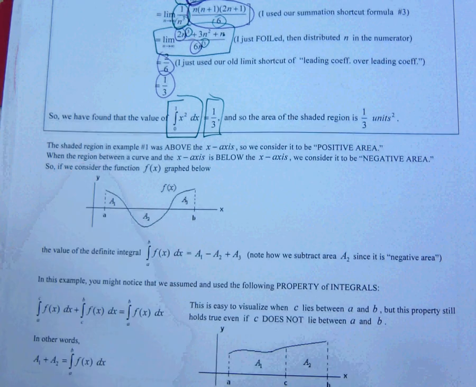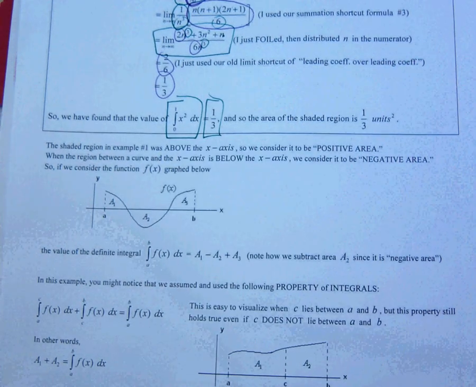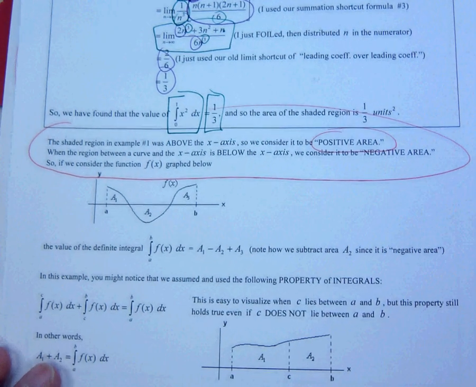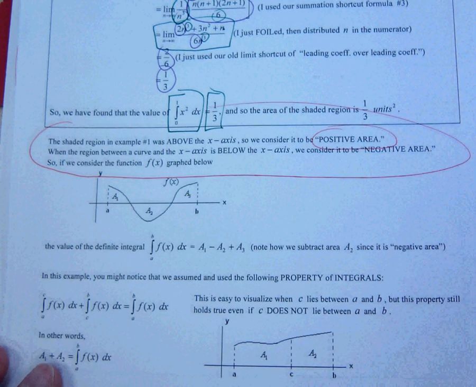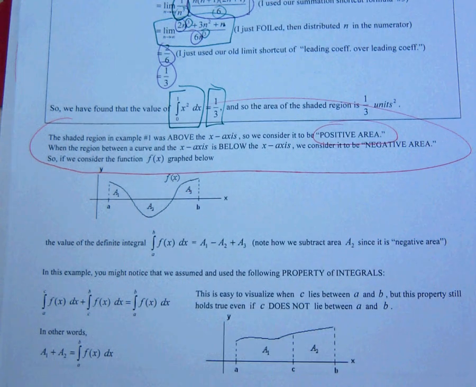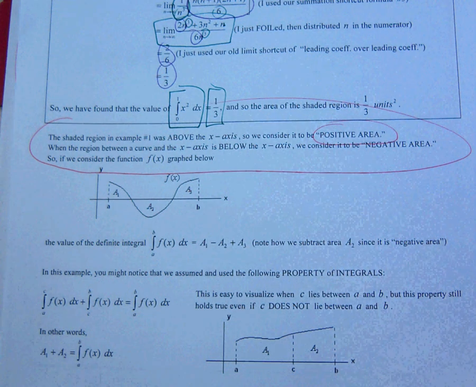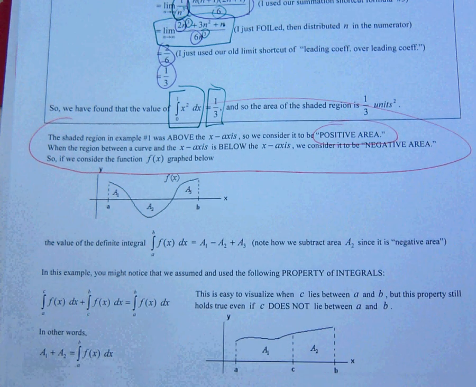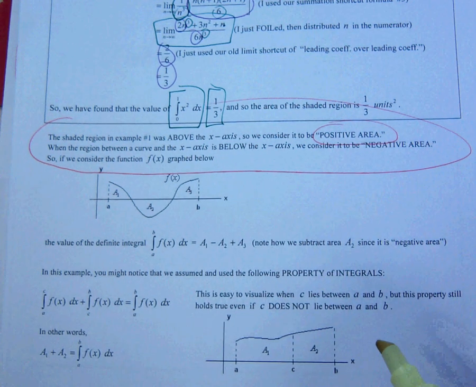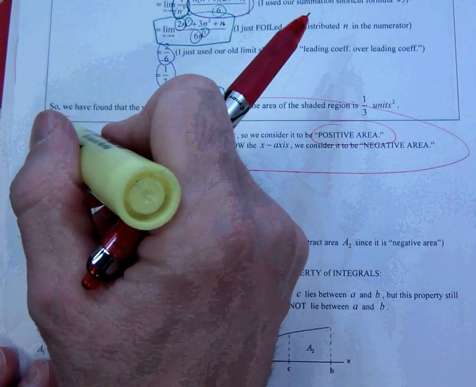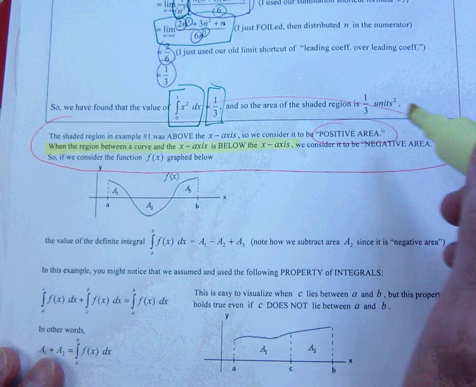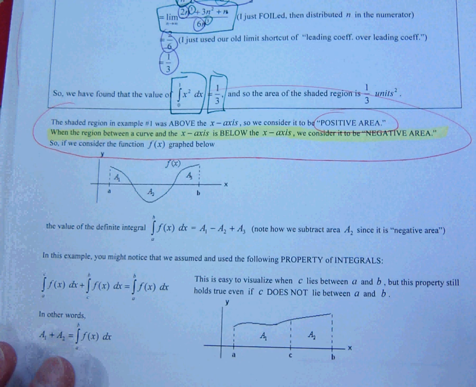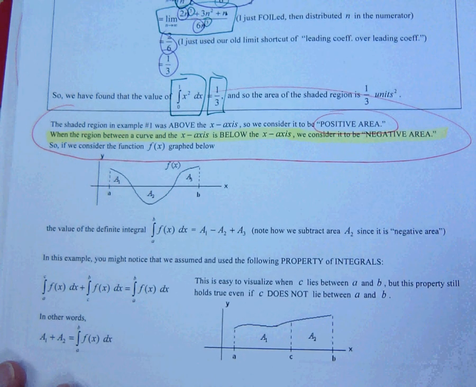The shaded region in example 1 was above the x-axis, wasn't it? So you can kind of look at that as being positive area, but never say that on the AP test. It's just a way of looking at it. When the area is above the x-axis, it's always going to turn out to be a positive value for your definite integral, which is why you call it positive area. Now, when the region is below the x-axis and you evaluate the definite integral, it's going to turn out to be a negative value. So I call that negative area, even though there's no such thing as negative area. You can kind of think of it like that.